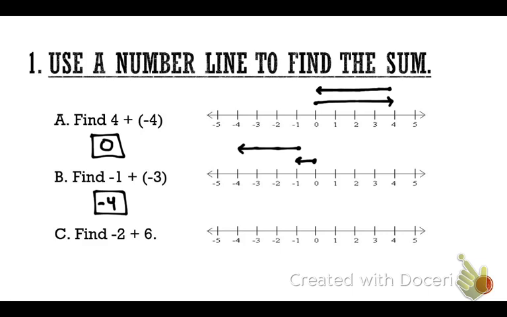Let's do this last example. It says to find -2 plus 6. How many of you could look at -2 plus 6 and you know what the answer should be already? A lot of times people know how to do this without a number line. This is just another way that you can also find the answer.